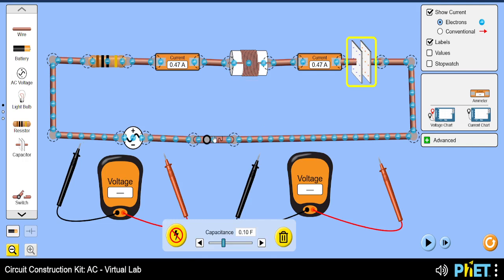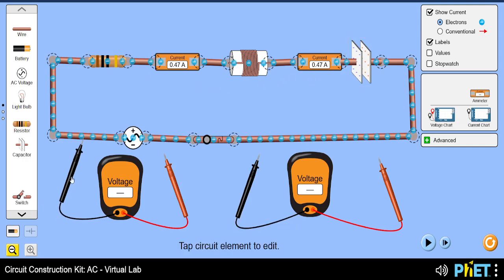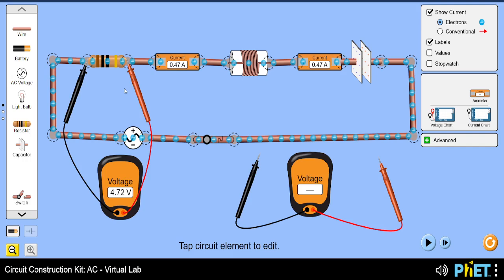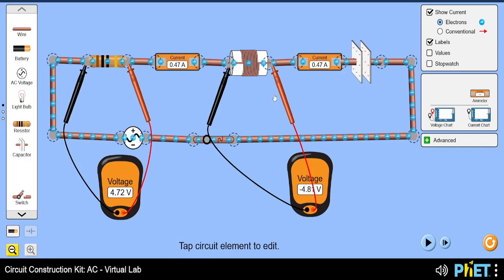The second point is that the potential drop across each of them will be different. So let me show you. If I connect this voltmeter across the resistor, you see the value. Then I connect it across the inductor. Notice the value. Sometimes this may not be accurate. Okay, you see, we are getting different values.